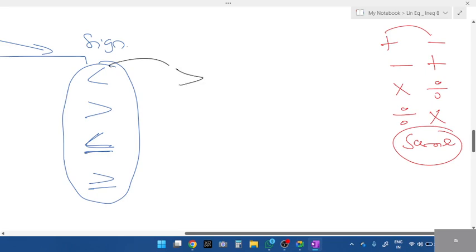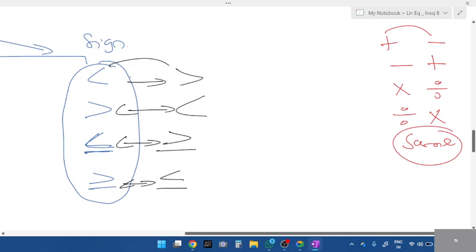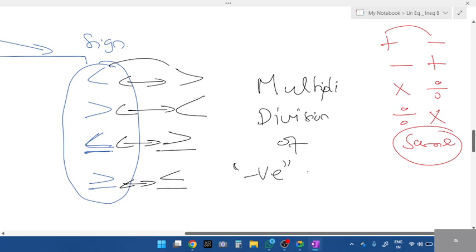Lesser than will change to greater than. Greater than will change to lesser than. Less than equal to will change to greater than equal to. Greater than equal to will change to less than equal to. It is not for all the values. These 4 will change only for multiplication and division of negative numbers.